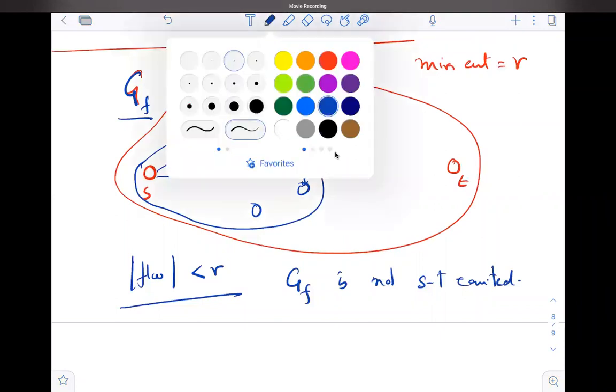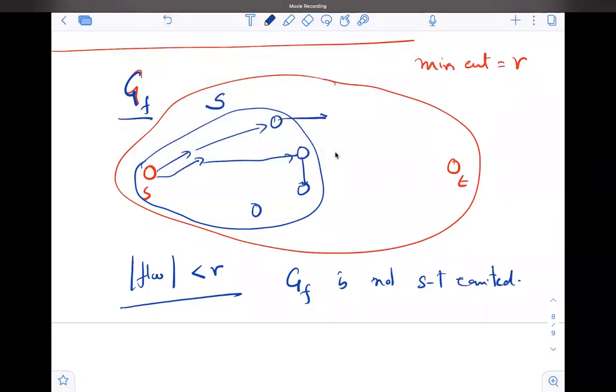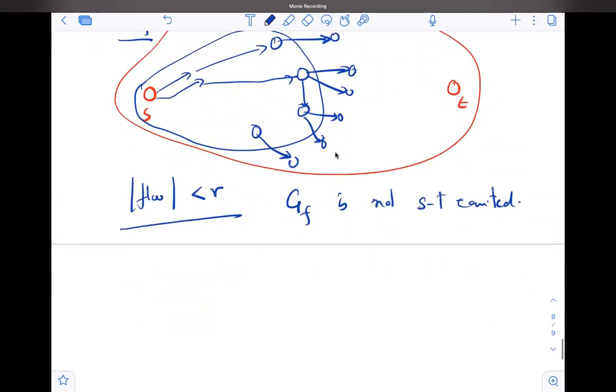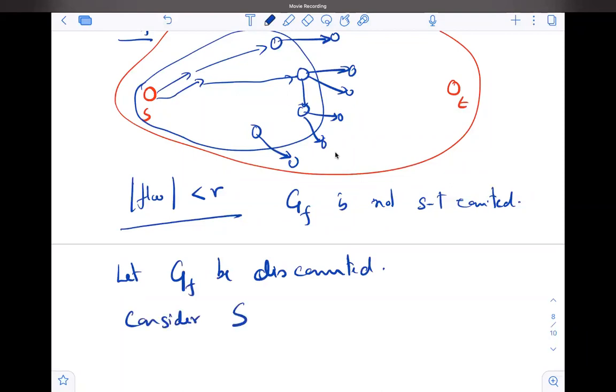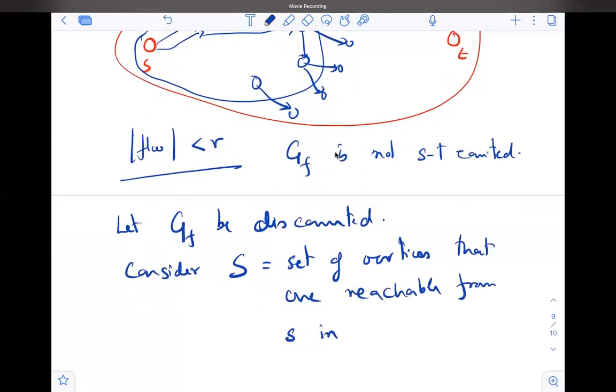Now consider all the edges that originally went out of this set. Consider all the edges. So basically, if I want to write it, by contradiction, let GF be disconnected. Then consider S, the set of all vertices that are reachable from S in GF.